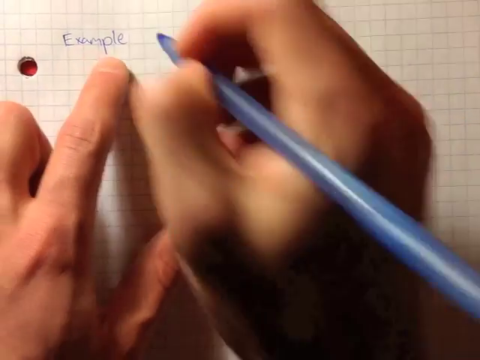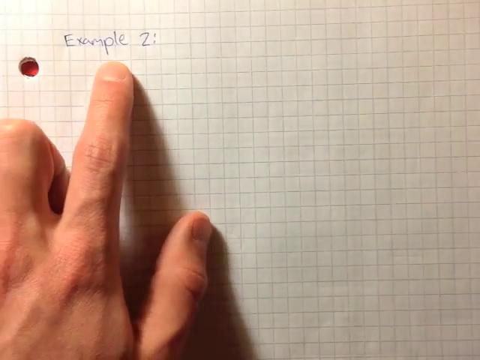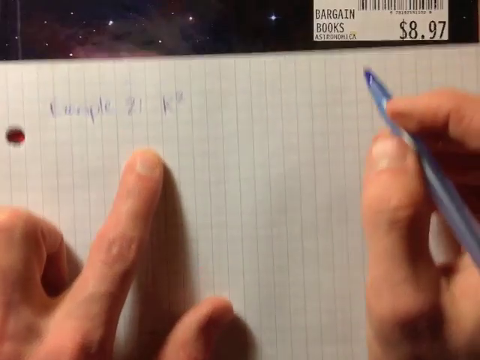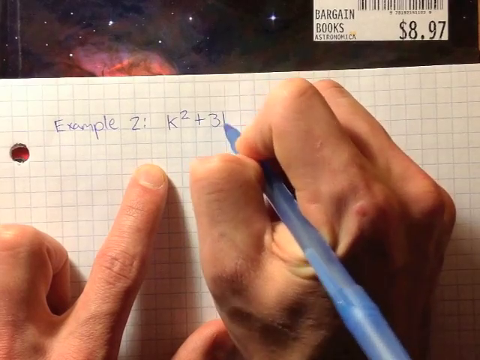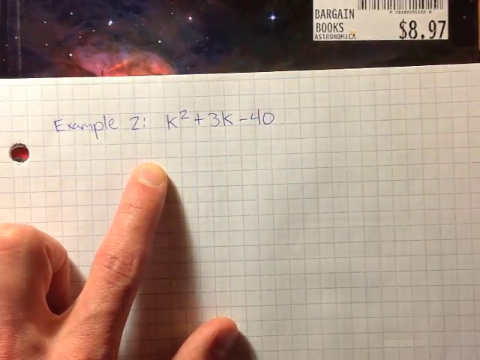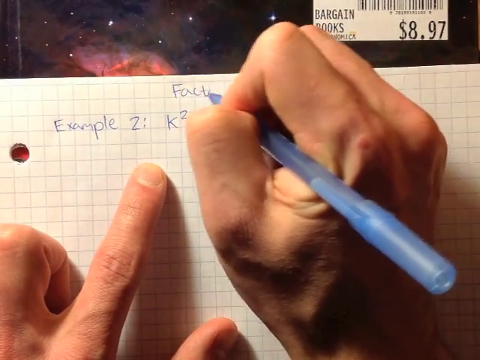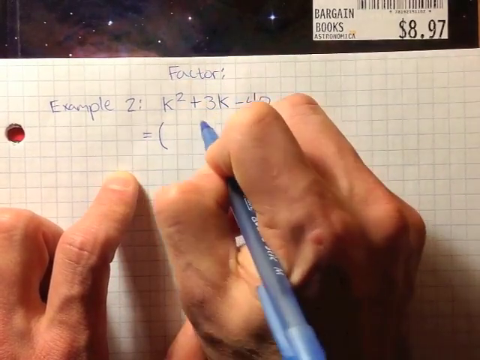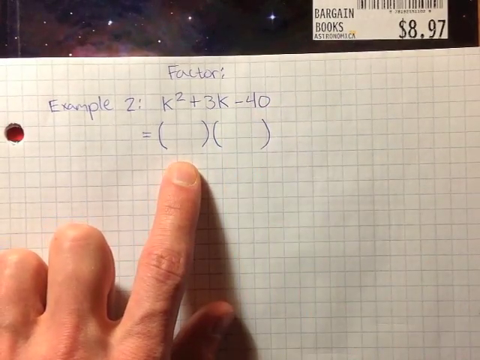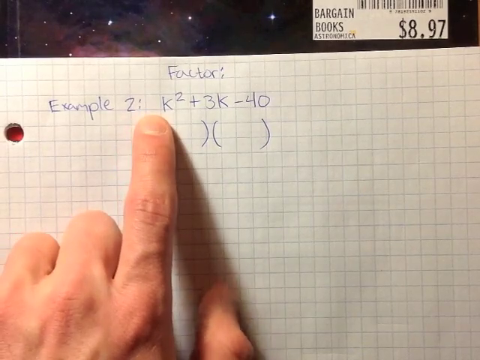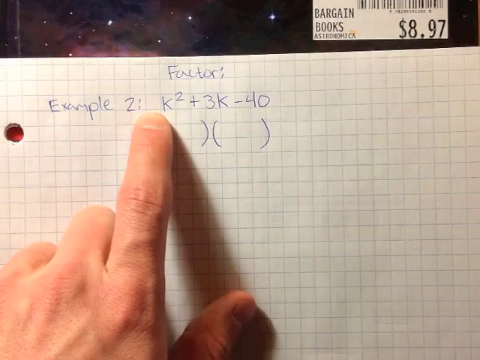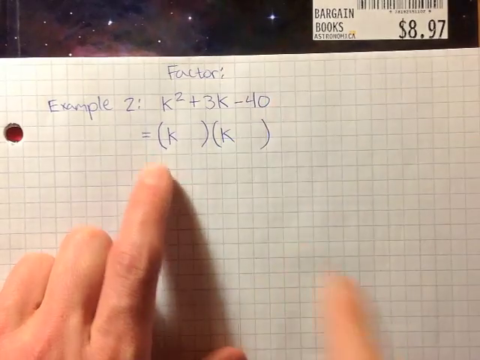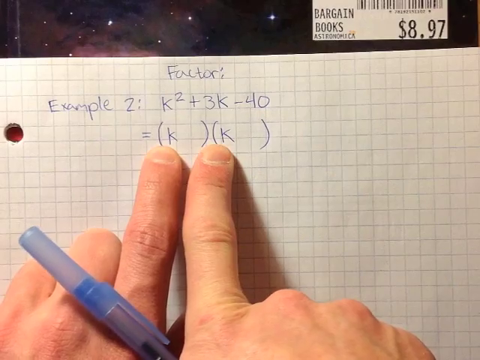So now let's look at example number 2. How about k squared plus 3k minus 40. We want to factor that. First step, write down equal sign, parentheses, multiplied together. Bam. Now, there's an invisible 1 multiplying the squared term, so I know that I'm going to have a k and a k, with no numbers multiplying these except for invisible 1s.